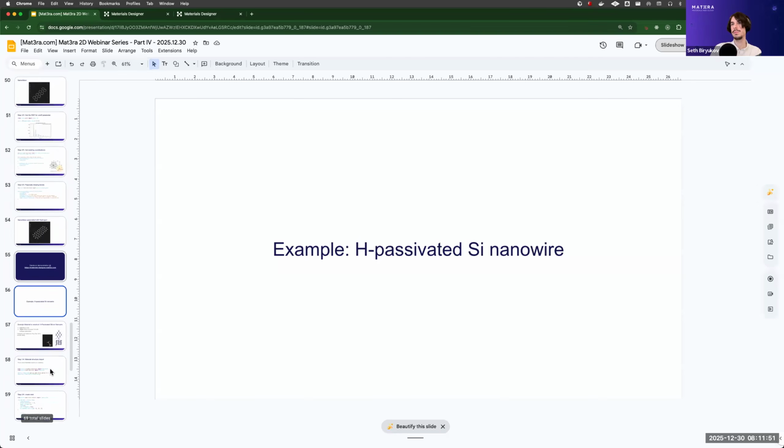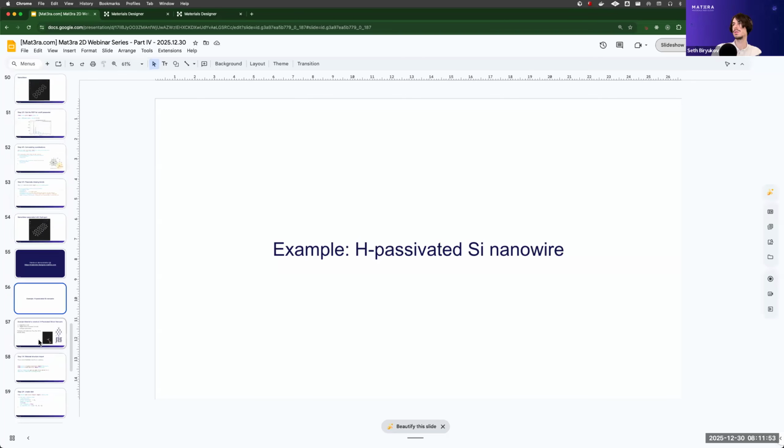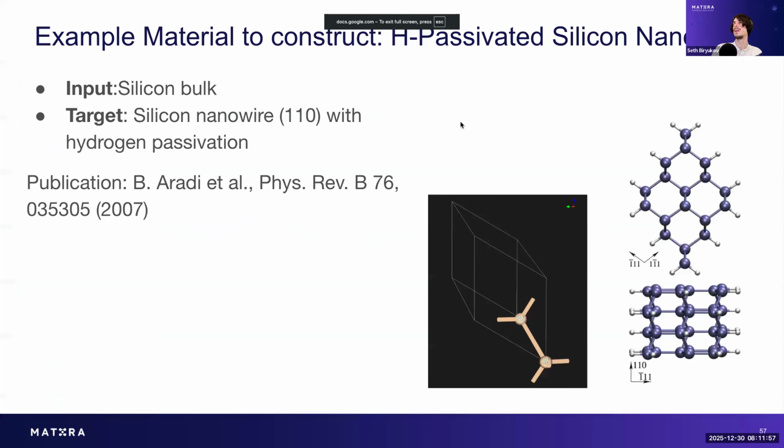So next one is going to be two different silicon structures. One is the silicon nanowire. So again, here we take the publication and we reproduce the material from there. We did this in one of the previous webinars where we built the silicon structure. So here we're building on top of this to passivate that structure.